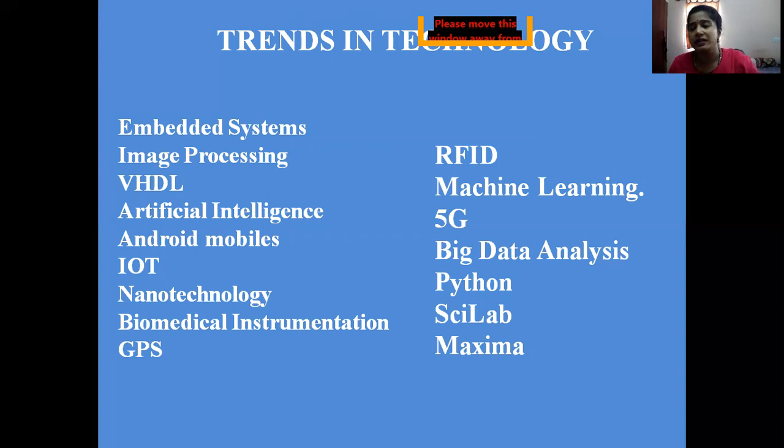Then very high definition hardware descriptive language. ICs are manufactured using this hardware descriptive language. Then artificial intelligence, and all this robotics comes under artificial intelligence. Just like human beings have sensors, we have electronic sensors which help machines to think. That is artificial intelligence, making the machines smart.